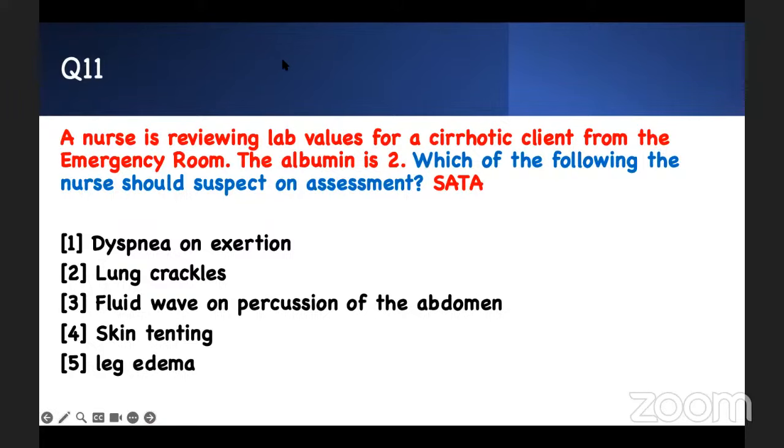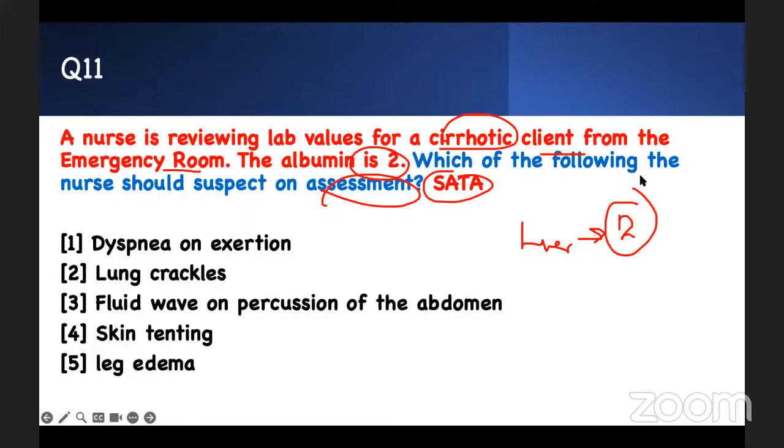Select or apply. Which of the following should the nurse suspect on assessment? A nurse is reviewing lab values for a cirrhotic client from the emergency room. The albumin was 2. What do you expect? Somebody with a liver problem. He has albumin of 2. That means the albumin is very, very low.